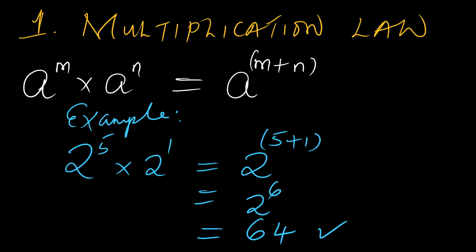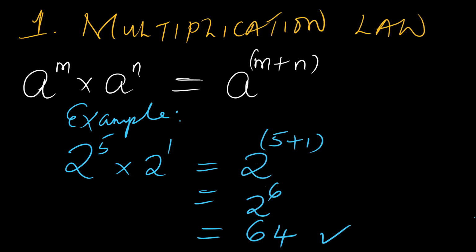An example, given 2 raised to the power 5 multiplied by 2 raised to the power 1, the bases are the same, 2 and 2. So you add the powers, you get 5 plus 1. This gives you 2 raised to the power 6, which is 64. That is the first law of indices, the multiplication law.